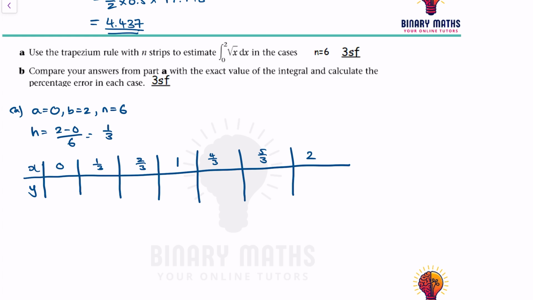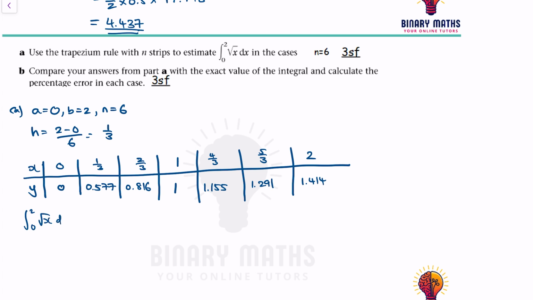So when I use my table function in my calculator to substitute these values in, I get 0 for the first one, 0.577 for my second one, 0.816 when I substitute 2/3 in, 1 when I substitute 1 in, 1.155 when I substitute 4/3 in, 1.291 when I substitute 5/3 in, and 1.414. Okay, obviously I'm integrating between 2 and 0.